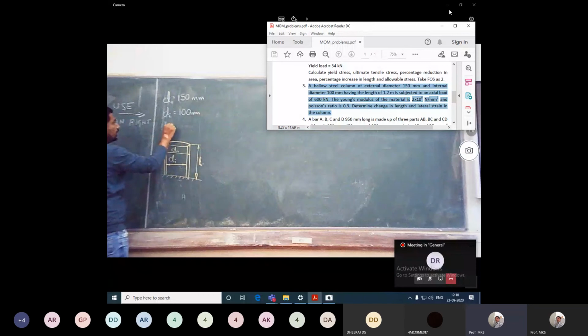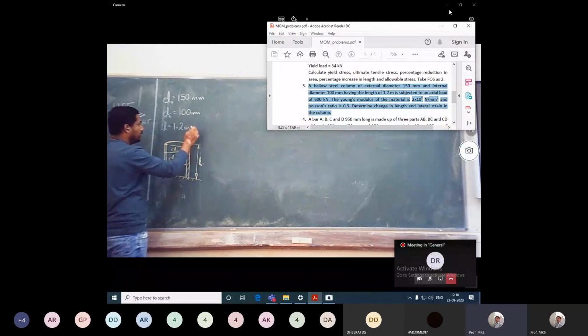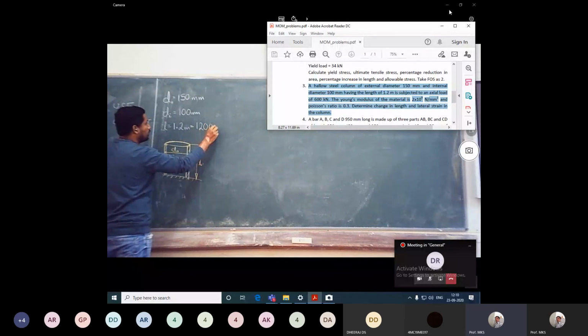Then the length of the column, that is the hollow column, how much is it? It is 1.2 meter. As in any problem, you keep all the units in a single unit. Here itself, you just convert this 1.2 meter to mm. So into 1000, it is 1200 mm, right?